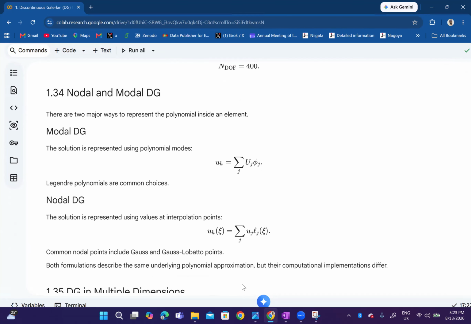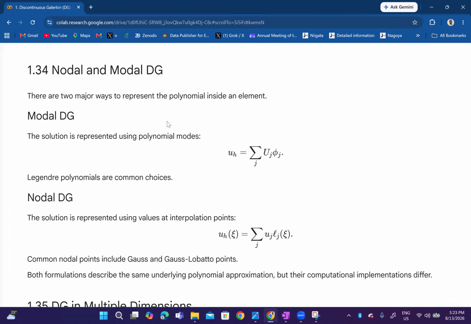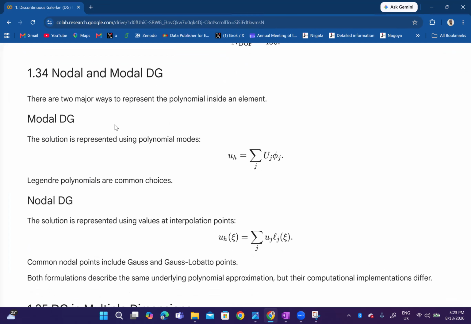And we have nodal and modal discontinuous Galerkin. There are two major ways to represent the polynomial inside an element. In modal DG, the solution is represented using polynomial modes. U sub h is the summation over j of u sub j phi sub j. Legendre polynomials are common choices in this case. Then for nodal discontinuous Galerkin, the solution is represented using values at interpolation points. So u sub h of psi is the summation over j of u sub j L sub j of psi. Common nodal points include Gauss and Gauss-Lobatto points. Both formulations describe the same underlying polynomial approximation, but their computational implementations differ.